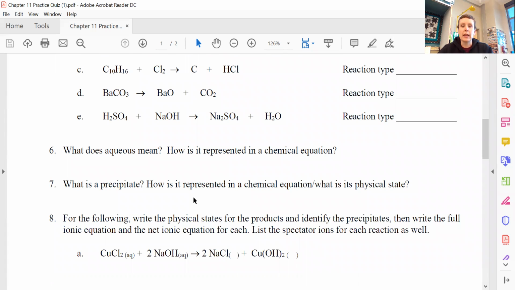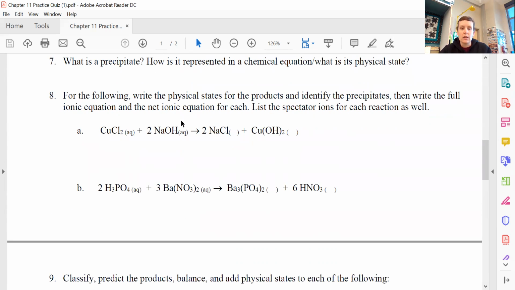7, what is a precipitate? Okay, again, there's lots of ways you could define this. It's a solid that forms in a double replacement reaction. It's a solid that forms when you mix 2 solutions. It's a solid that forms when you mix 2 aqueous substances. There's lots of ways that you can describe this. You definitely need to tell me it's a solid and something about when and how it forms. Okay, and it's represented in a chemical equation by putting S in parentheses.